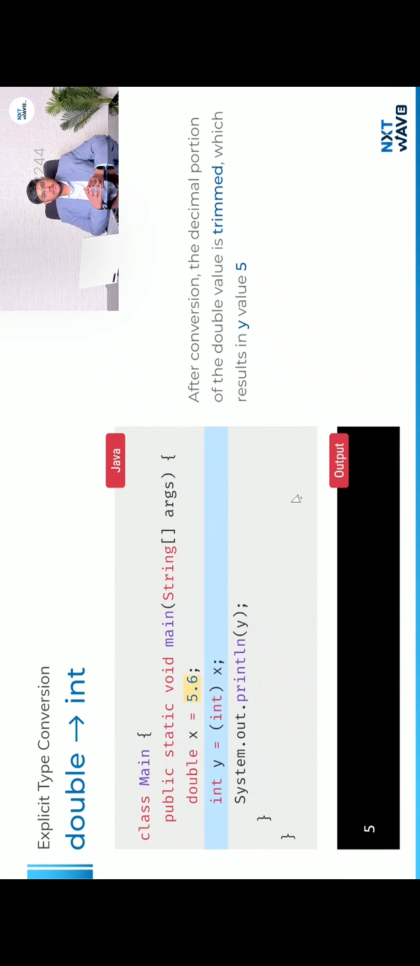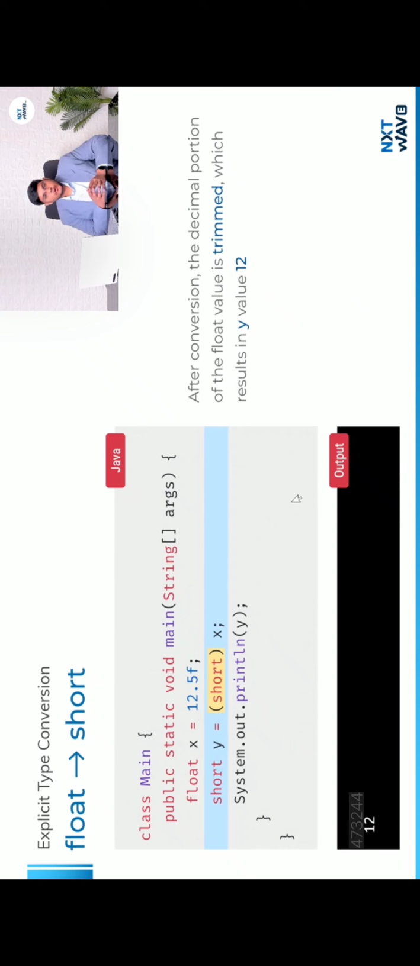Let's also understand what happens here. 5.6 is a decimal value assigned to variable x, which is of double data type, so the value in x will be 5.6 itself. Whenever we convert the double value to integer, the decimal portion is trimmed. In this case, the decimal portion is 0.6, and that gets trimmed. Only the integer portion of the decimal value remains, which is 5. So this is what happens whenever we do explicit type conversion from double to integer.